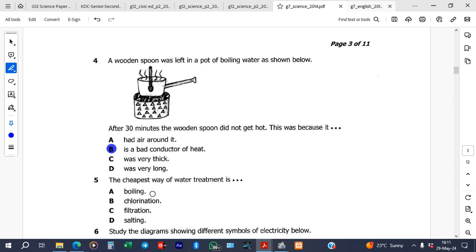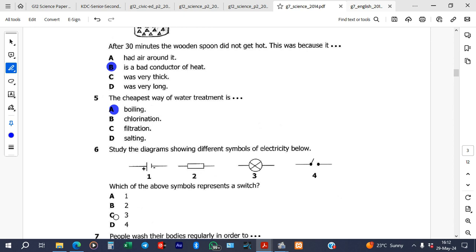Question 5. The cheapest way of water treatment is A, boiling. That is correct. You don't need to pay anything to boil. You don't need to buy anything. But for chlorination, you need to buy chlorine, and for filtration, you need other tools to filter the water. So the correct answer here is boiling. Anyone can boil water, even at a household level.